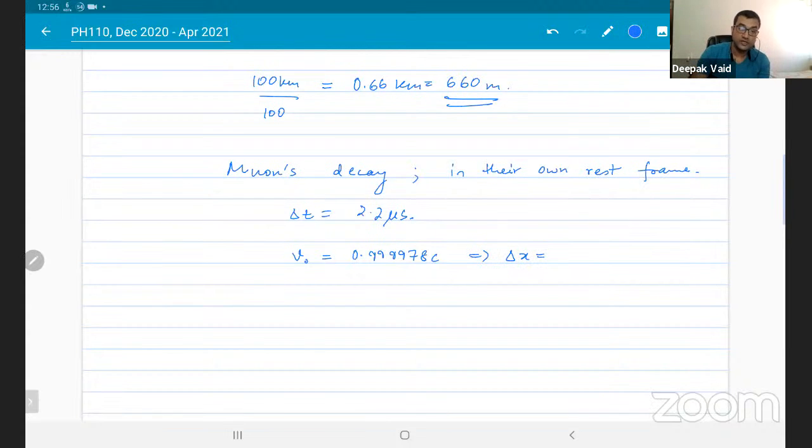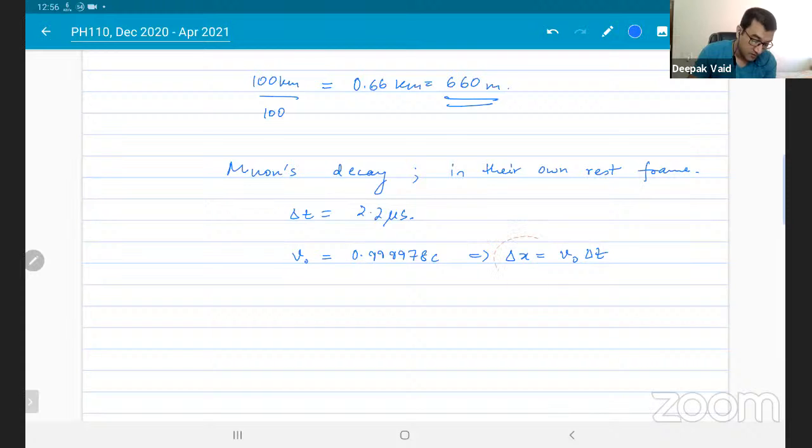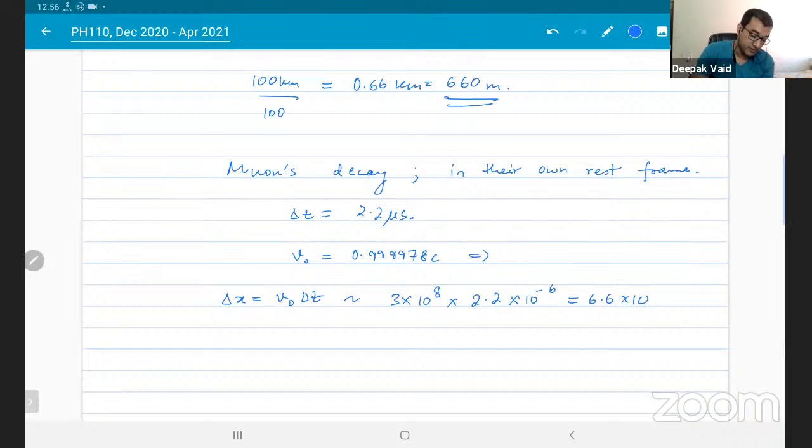So we can ask, what is the distance the muon is able to travel? What is the maximum distance the muon can travel before it decays, right? Before it vanishes. Well, that is equal to the speed of the muon multiplied by the lifetime of the muon. What is this going to be? I can take V naught to be approximately C, because this is so close to 1. So let me just take it as C: 3 times 10 to the 8 times 2.2 microseconds. Microseconds is 10 to the minus 6. So this gives me 6.6 times 10 to the 2 meters. This is 660 meters, right?